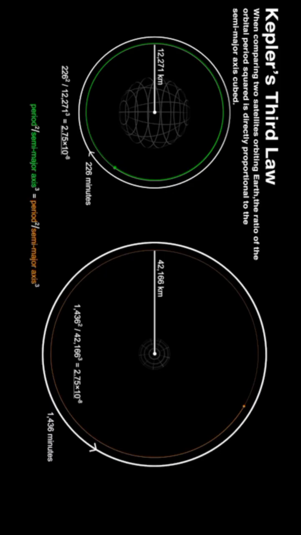What is the third Kepler's planetary law? The third Kepler's planetary law is the period. The squares of the orbital periods of the planets are directly proportional to the cubes of the semi-major axes of their orbits.